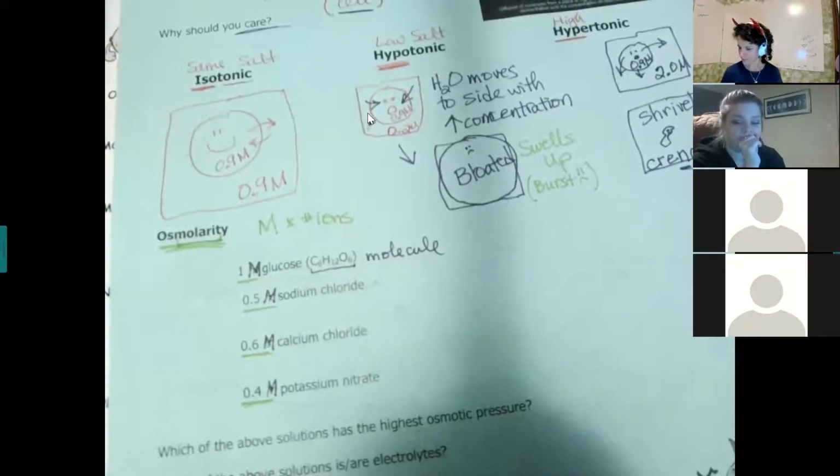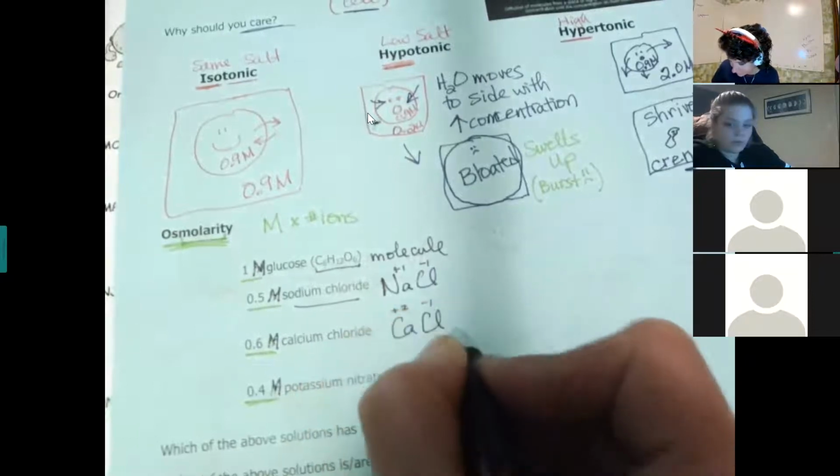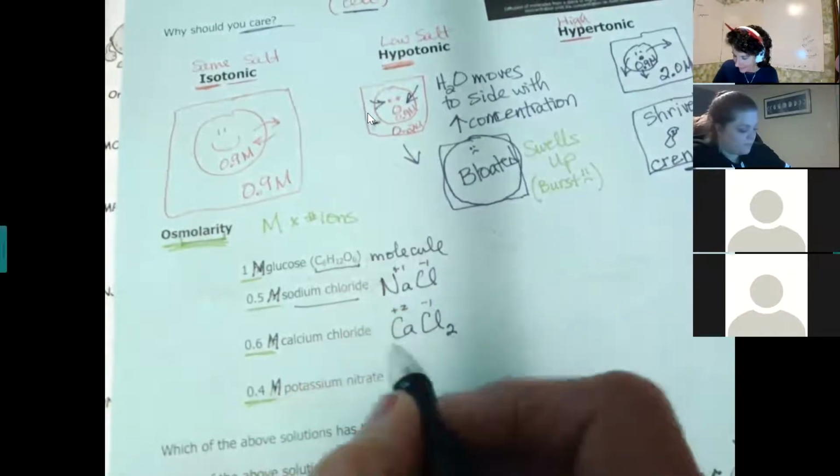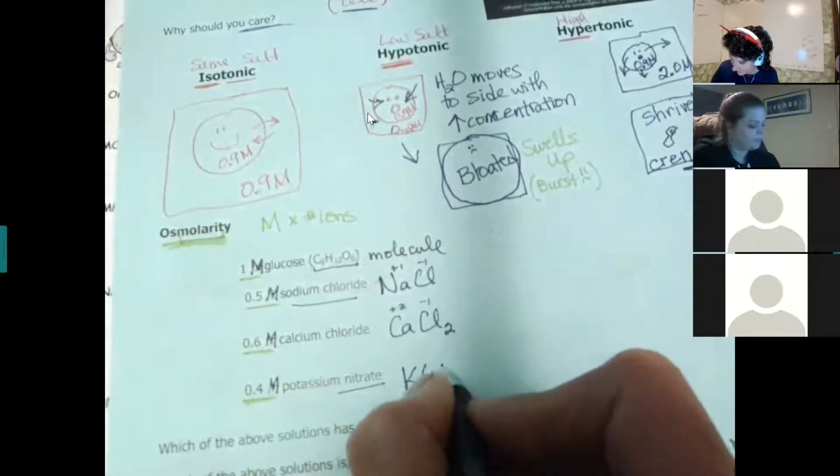What's different about this from my ions? The parentheses. We'll let you think about it. If somebody figures it out as we're going, let's go through these. So sodium chloride is NaCl, +1, -1. Calcium chloride, calcium is a +2, so CaCl2. And oh, look, there we have Nick again. Potassium and nitrate.